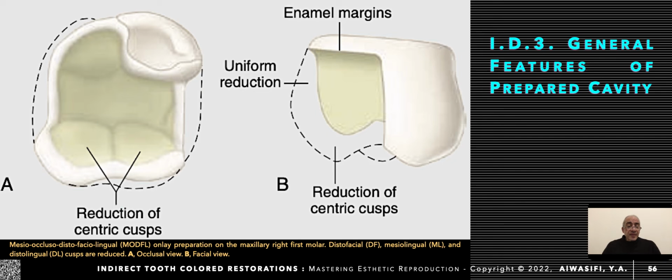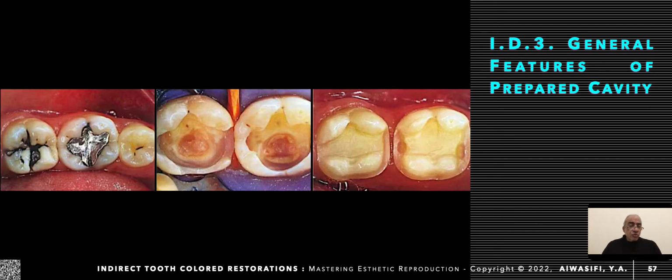Another schematic diagram shows the reduction of centric cusps of at least 2 millimeters, and this reduction should be uniform in the axial and occlusal portions. This is a case showing a defective amalgam restoration with aggressive extensive dental caries, and this is the case after removal of the restoration, showing in the middle picture the remaining undermined tooth structure, and the third one, to the right, showing it after lining with resin modified GIC, which will be discussed in the coming few minutes.